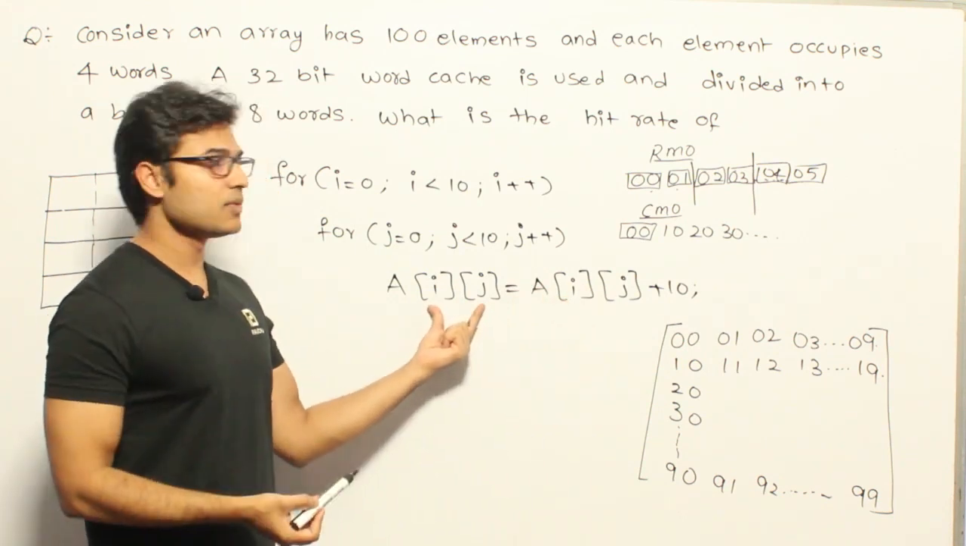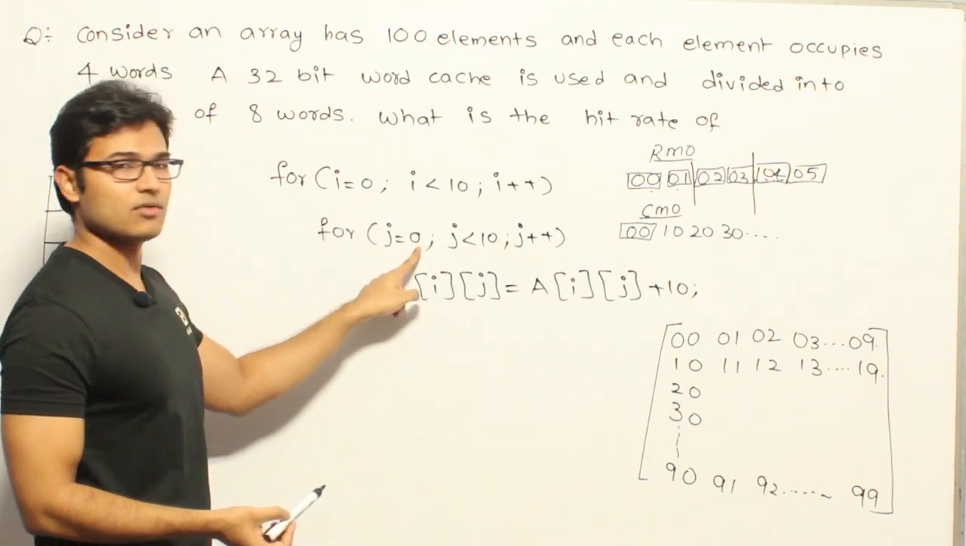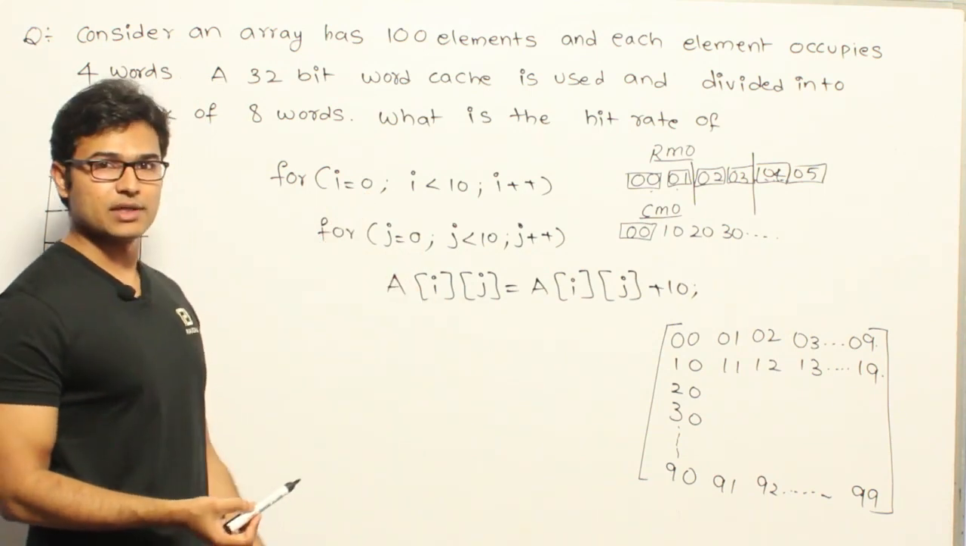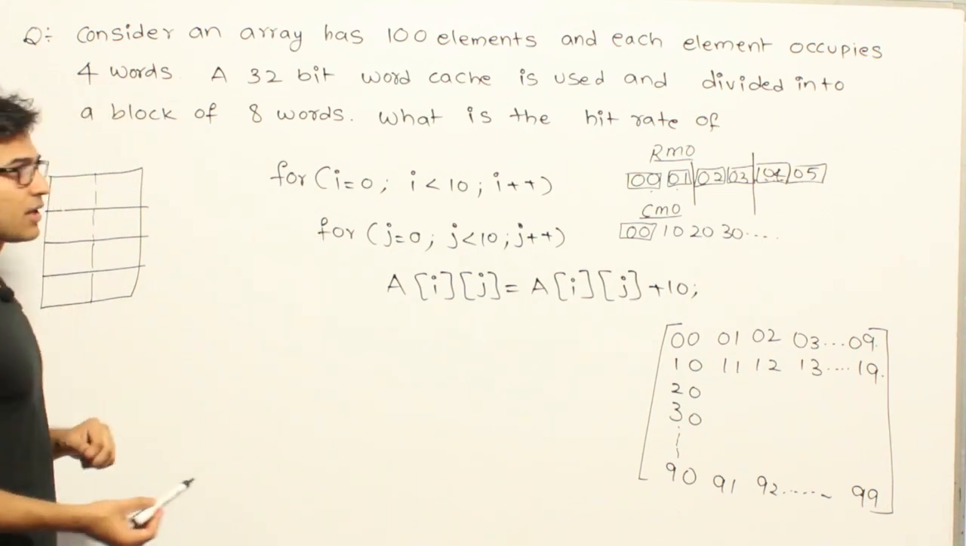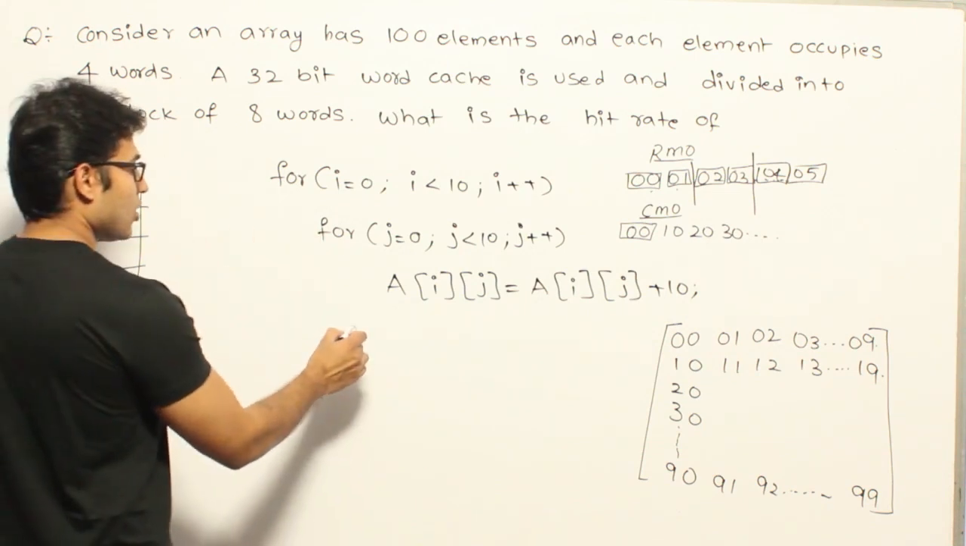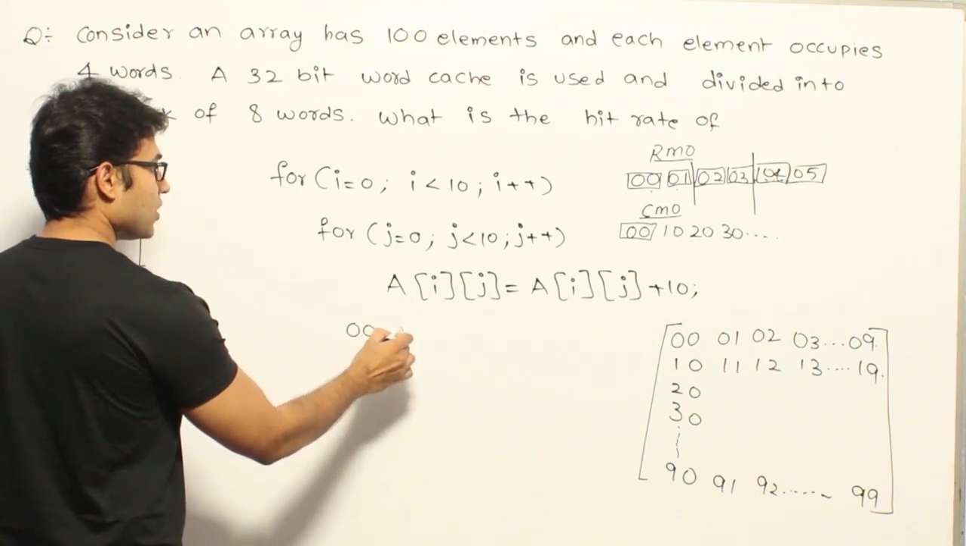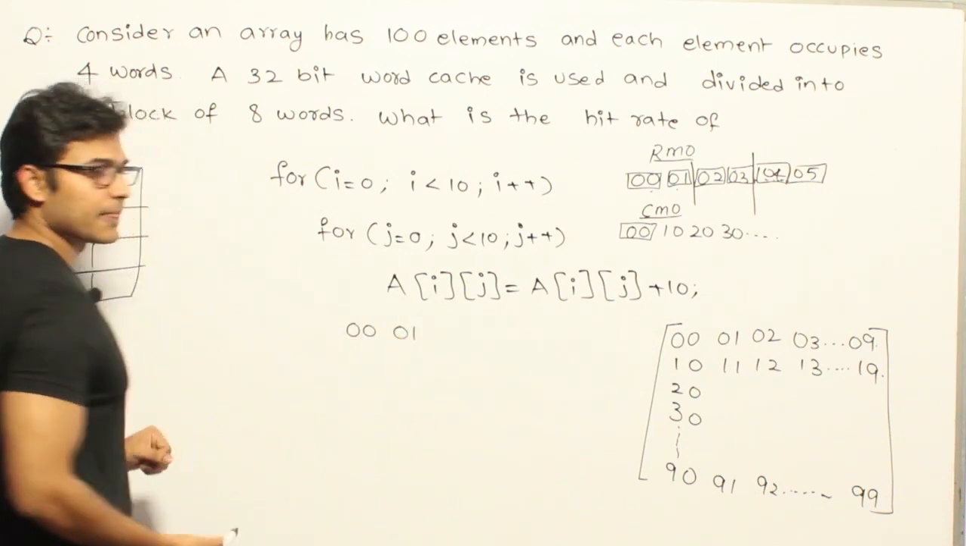Now which element is going to be asked first? For i equal to 0, j equal to 0, which means 0 0 is going to be asked. Now under the assumption that we are going to operate in row major order, whenever I ask for 0 0, what do I get with 0 0? With 0 0 I am also going to get 0 1, right?